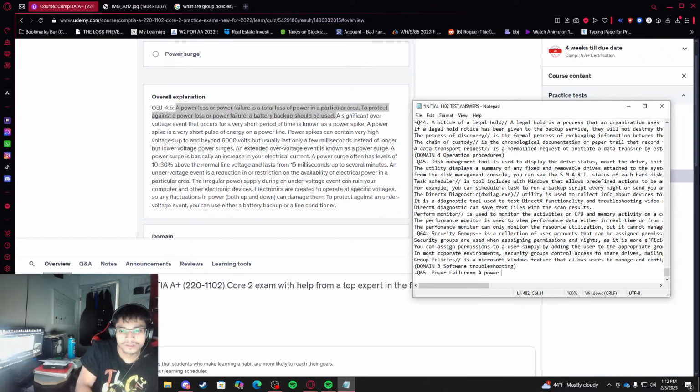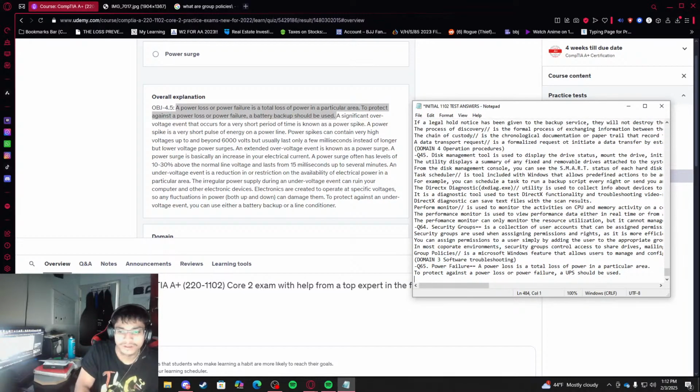A power loss. Let's say a total loss of power in a particular area. Against a power loss or power failure, a UPS should be used.